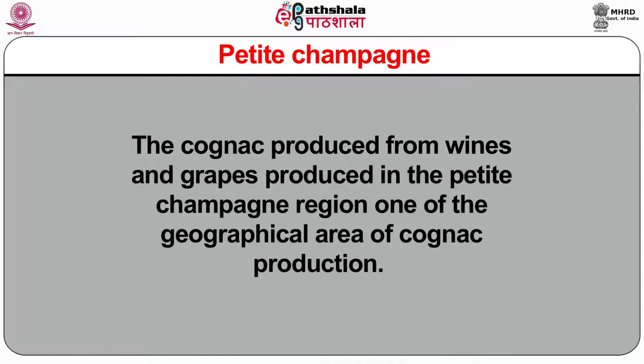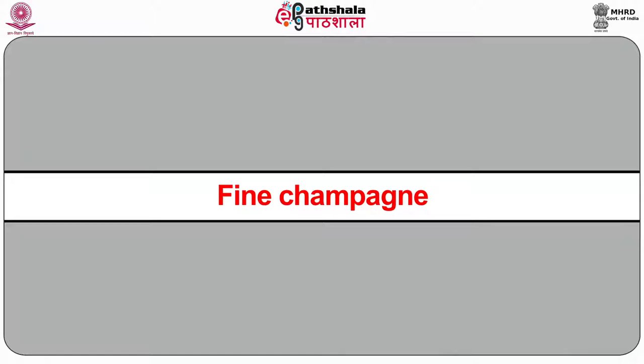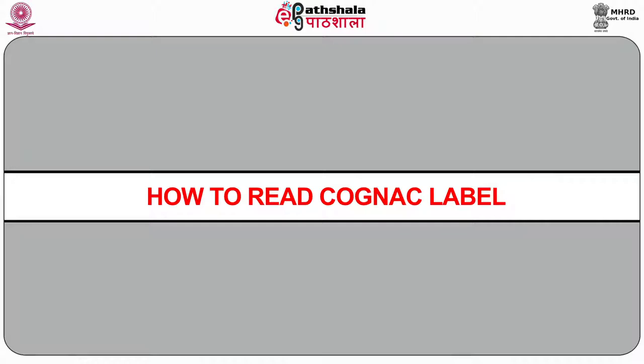Now the next one is Fine Champagne. These are the cognacs which are produced from a mix of brandies from the Grand Champagne region and Petite Champagne region. But it must have at least 50% brandy from the Grand Champagne region. Now we'll move to the next section, which is how to read the cognac label.